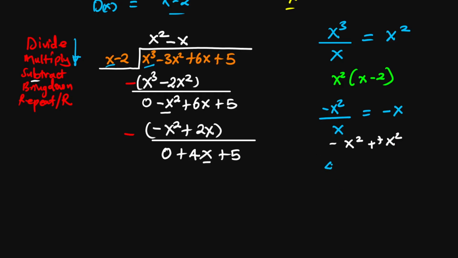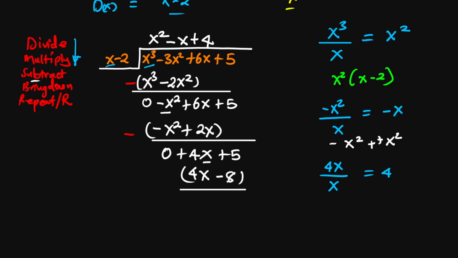We will have 4x divided by x. This cancels and will remain with a 4. And we write here a 4 in our quotient. Then we proceed with the multiplication. 4 times x, what do we get? We get 4x. And 4 times negative 2, we get minus 8, negative 8.